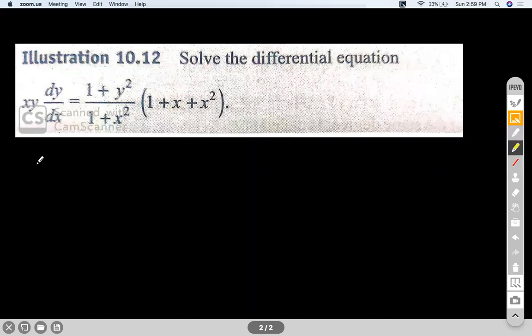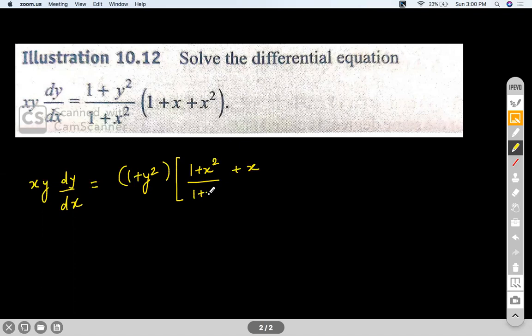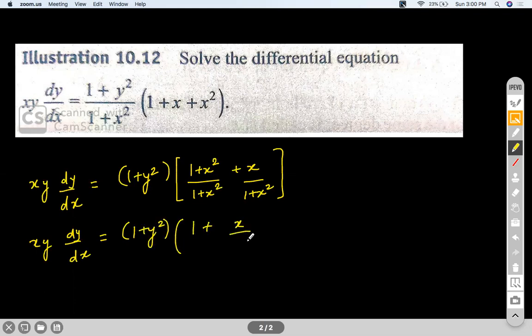All right, now hope all of you have given an honest try to this. So let's discuss this. xy dy by dx, I can write this as 1 plus y square, and within this I can write it as (1 plus x square plus x) divided by 1 plus x square. So this (1 plus x square) by (1 plus x square), you can write as 1, so it becomes (1 plus x) by (1 plus x square).